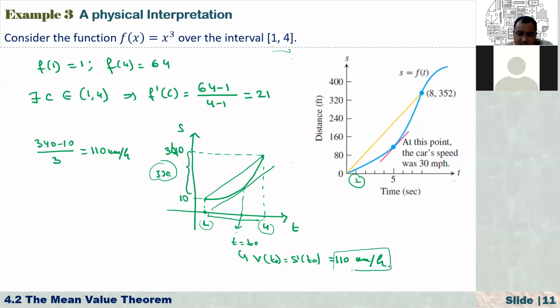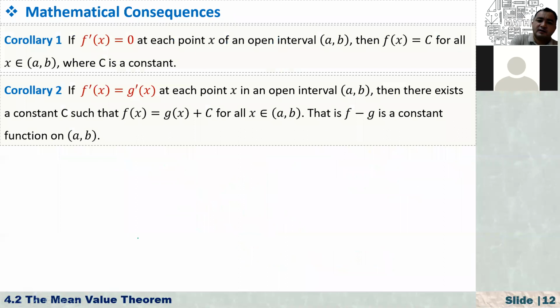Let's say the speed limit is 100 kilometers per hour. If you say no, the police can prove otherwise. Here it's 3 hours and your average speed is 110 kilometers per hour, which means that there is a point between 1 and 4 where your speed actually was 110 kilometers per hour. That's one application of this theorem.